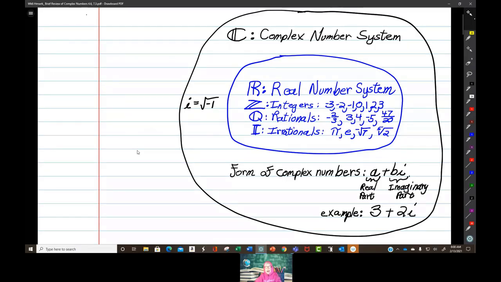We're going to be stepping out of our number system, the real number system.